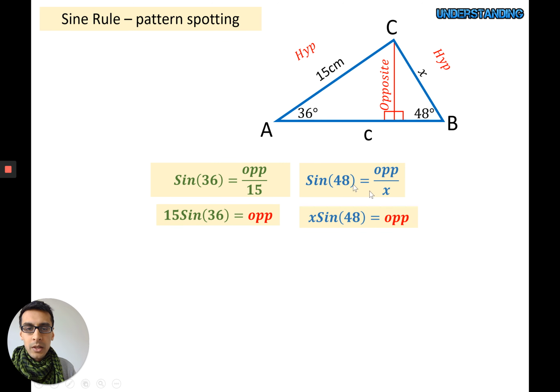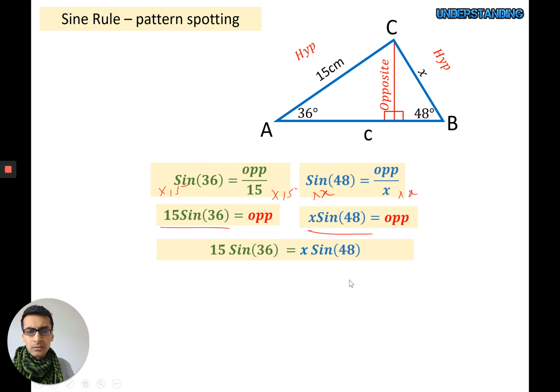You can rearrange both of these so that you multiply that by 15, and on this side you can multiply by x, and then you get 2 equivalent measurements here of the opposite side, which happens to be the height. So you can equate them to each other. Now you can rewrite these in another way, but we don't need to do that yet. This is just a basic introduction to the proof that we're going to do on the next slide.